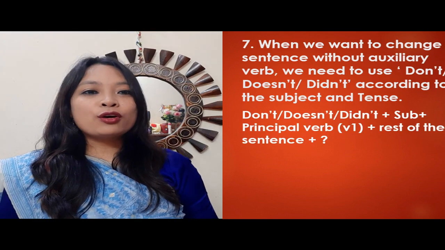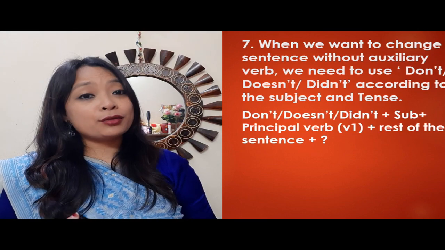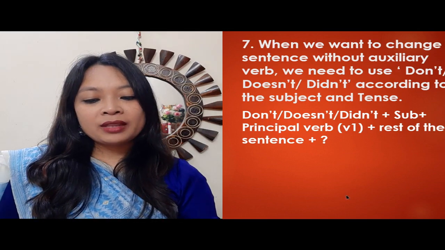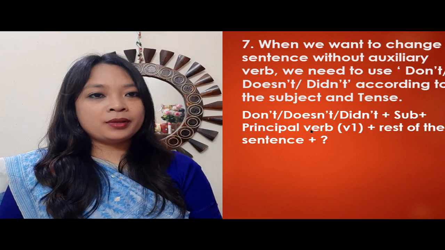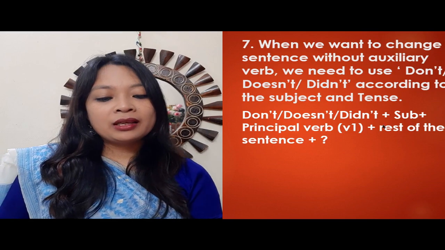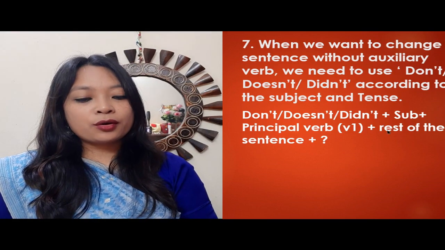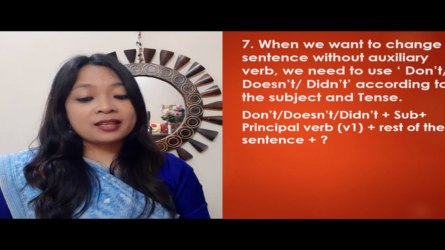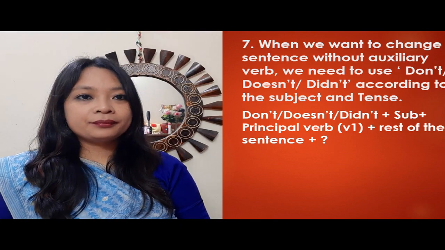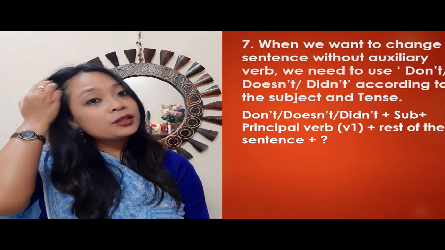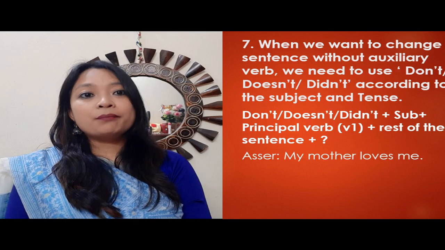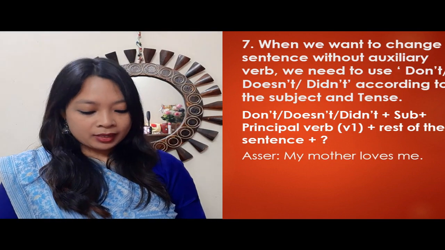So the structure is don't, doesn't, or didn't according to the tense, and after that you have to write down the subject and then the principal verb, the present form of the principal verb, and then the extension or rest of the sentence, and then the note of interrogation will be given. So dear boys, look at this sentence. My mother loves me.